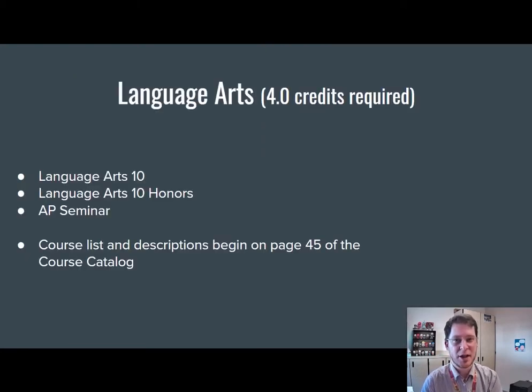So we'll get started here by going through language arts first. Everybody needs 4 credits, and language arts 10 serves as the standard option. We also have language arts 10 honors and AP seminar. AP Seminar is one of 2 classes required for the AP Capstone Diploma. So if you're interested in that, you'll want to choose it.